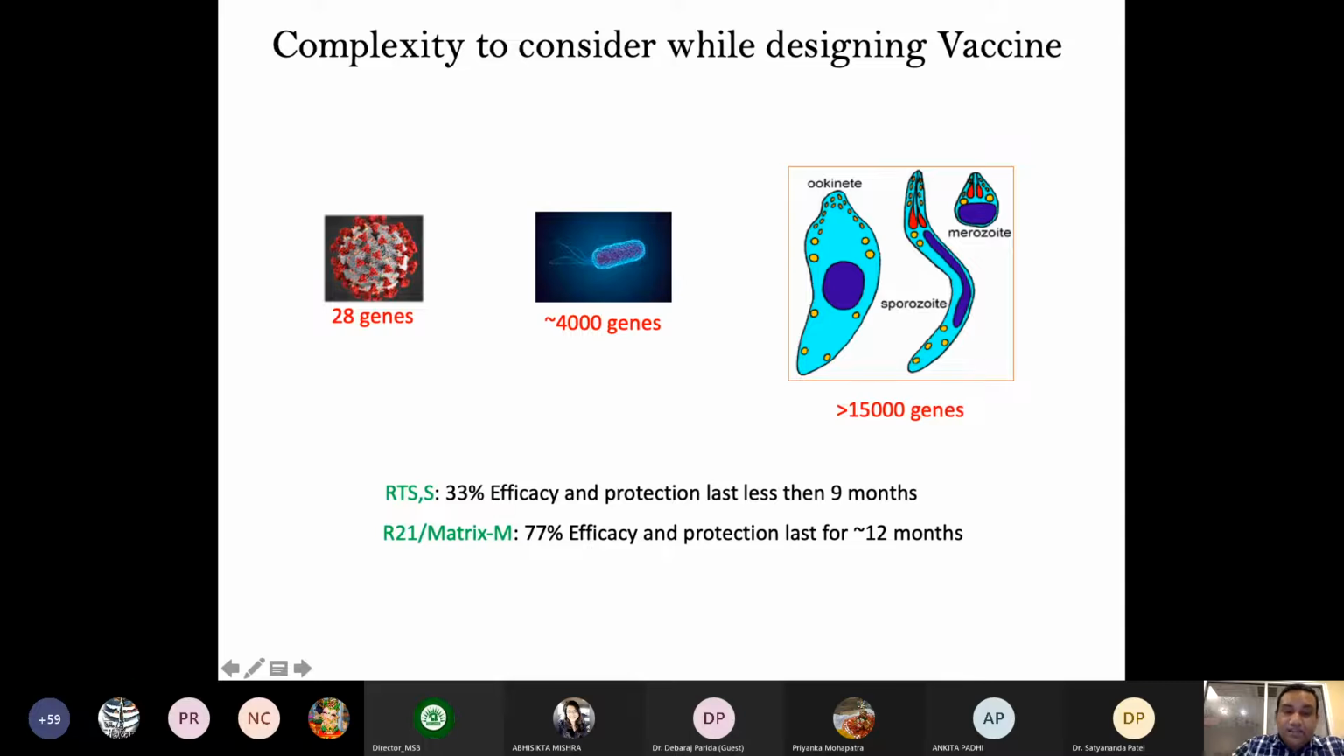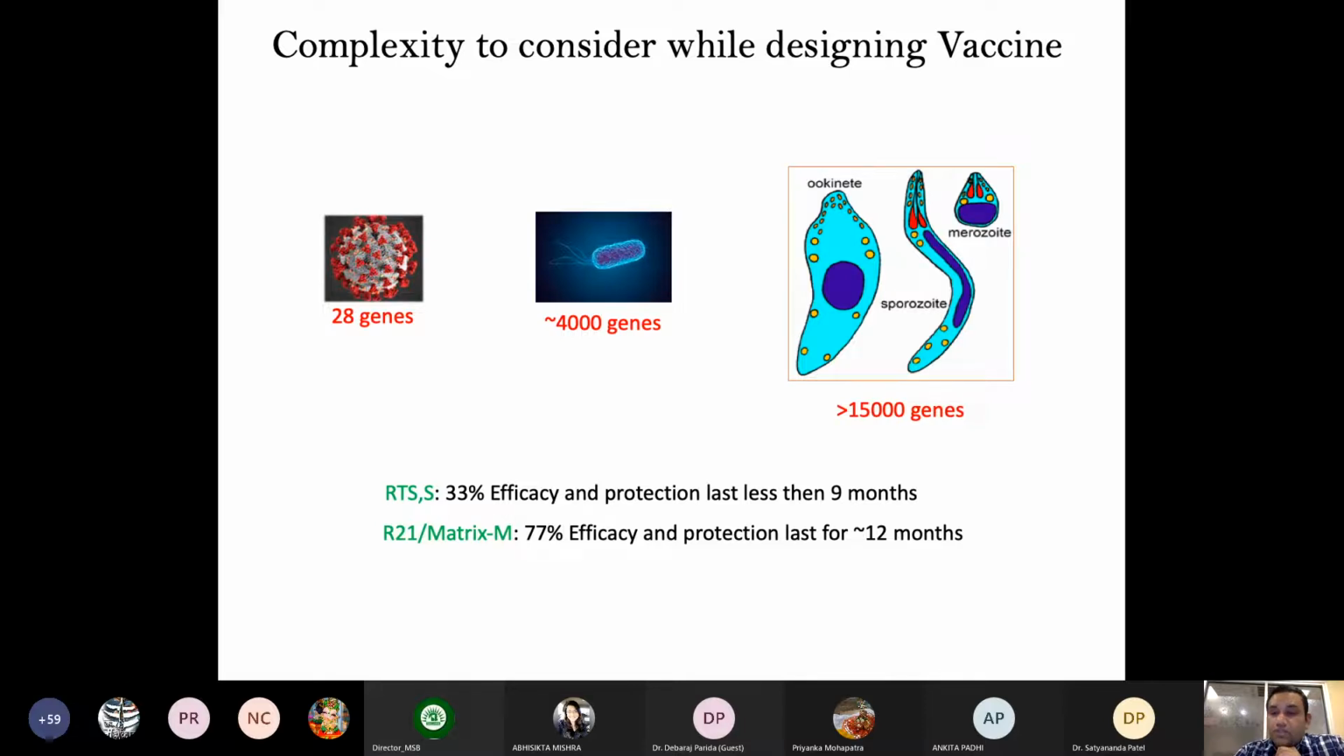Then recently there is another vaccine, also a kind of subunit vaccine, called R21 Matrix-M, which has 77% efficacy, and the protection lasts close to 1 year. But this is in phase 2 clinical trial, and they are trying for phase 3 clinical trial. We don't know what will happen after phase 3.